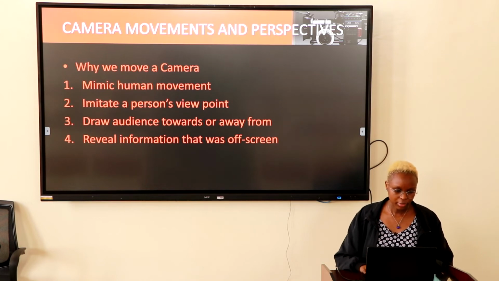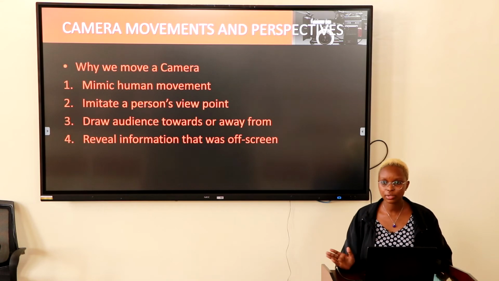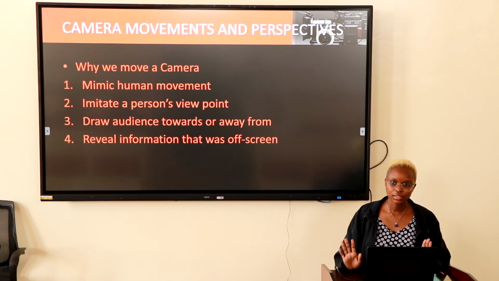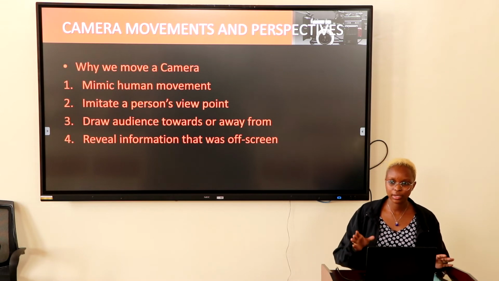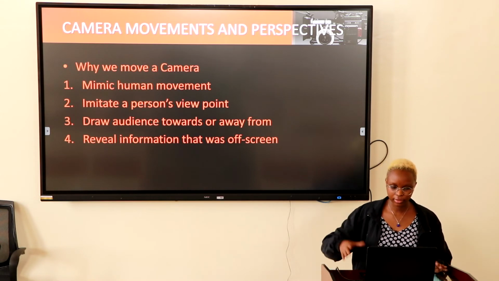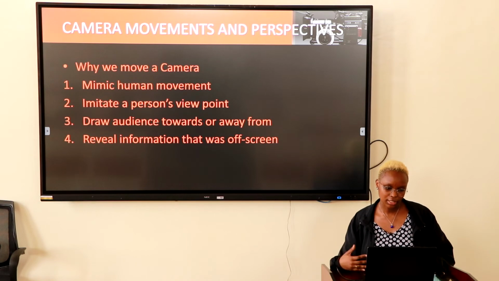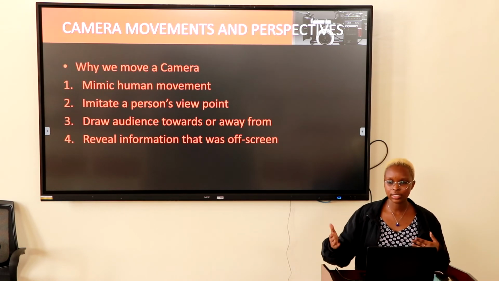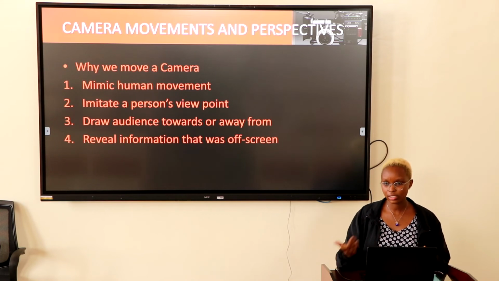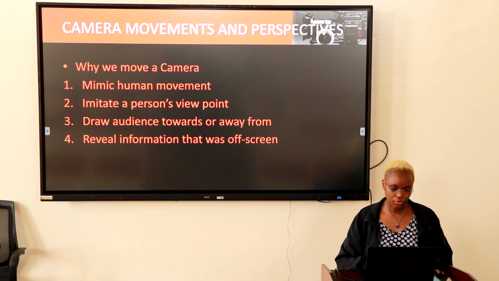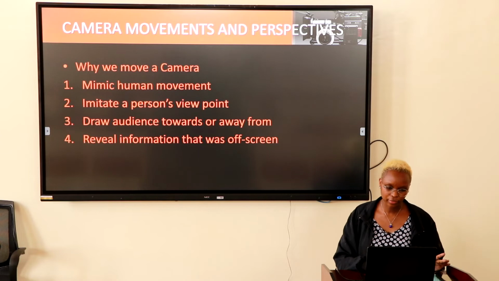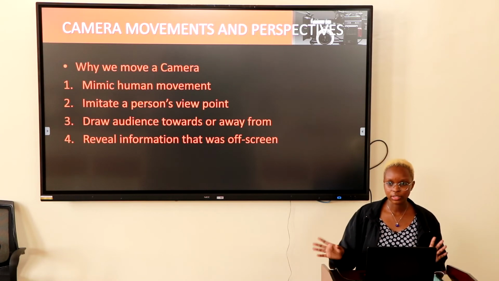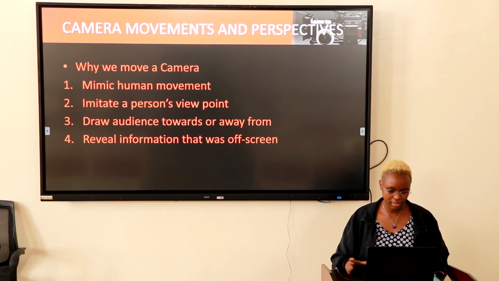So we move a camera to mimic human movement. For example, a shot where someone is maybe jumping, so obviously we'll have to show that through the moving of the camera. To imitate a person's viewpoint, like that's basically the audience seeing through the eye of a certain character. Then to draw audience towards or away from. We'll talk about that when we're talking about the camera movements.